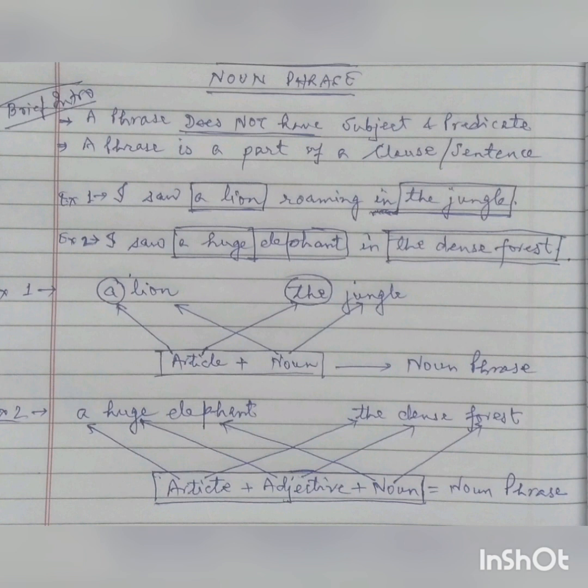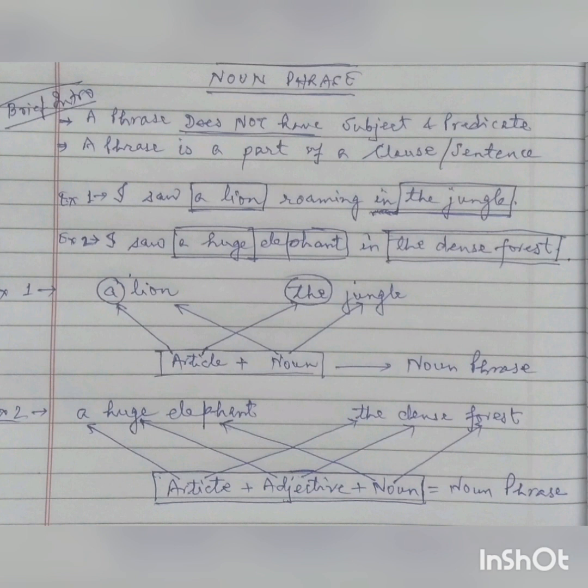Number one, a group of words that does not have a subject and a predicate is called a phrase. That is, a phrase does not have a subject and a predicate. On the other hand, a clause or a sentence both can be divided into a subject and a predicate, whereas a phrase cannot be divided into a subject and a predicate. Number two, a phrase is a part of a clause or a sentence.